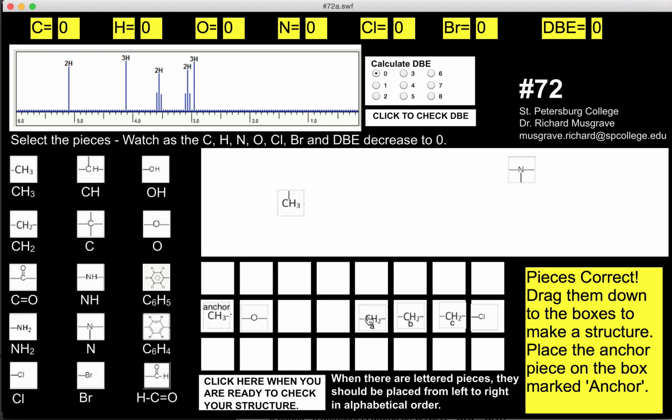Now I know that the CH2 can't be connected to this CH2 for the argument I gave you earlier. So I'm going to go ahead and stick the CH2 here and stick the nitrogen down here and put the CH3 connected to the nitrogen like this. So I'm going to suggest that that's probably the way that the structure is worked out.